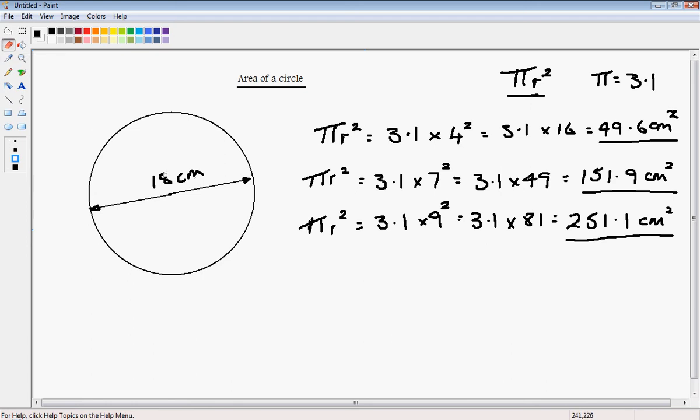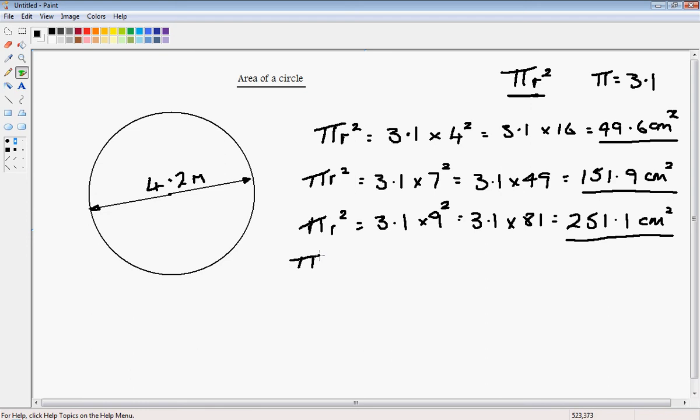So let's say that we have a pond, a fish pond in the garden, and the pond is 4.2 meters wide. Okay, and we need to know what the area of this is so that we can put some sort of sheeting down for the pond. Okay, so we need to know the area of this circle.